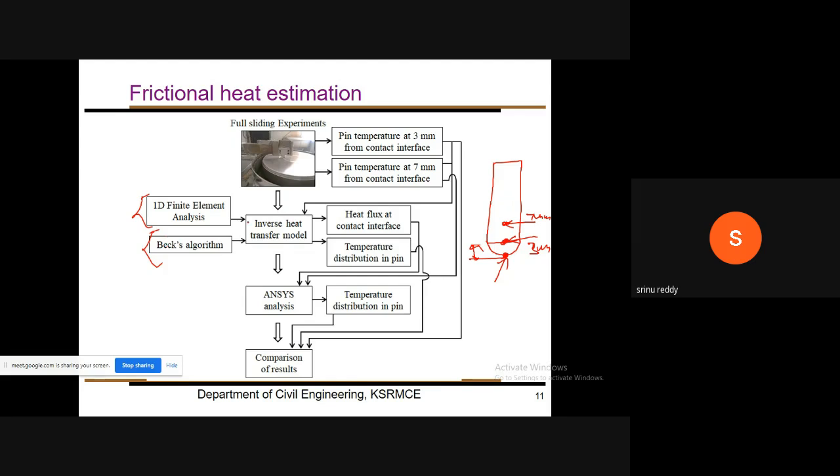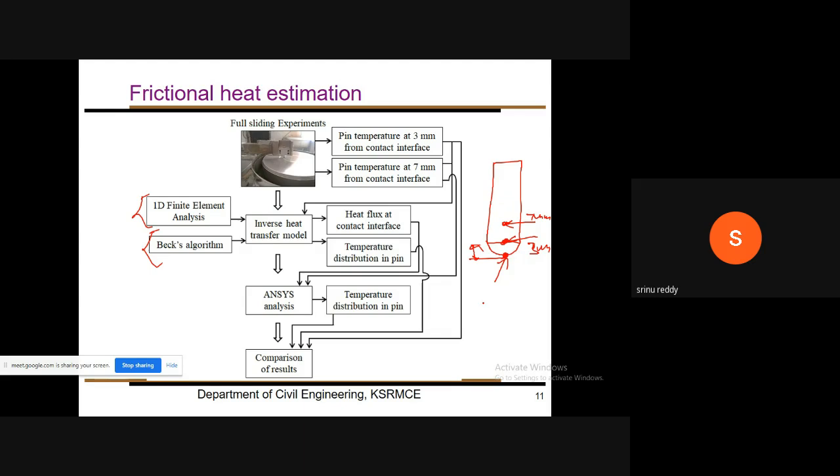Using Beck's algorithm and finite element analysis on the input data, the temperatures measured at 7 mm and 3 mm, we have written MATLAB code for the inverse heat transfer method. From this inverse heat transfer model, we will get the heat flux at this contact.